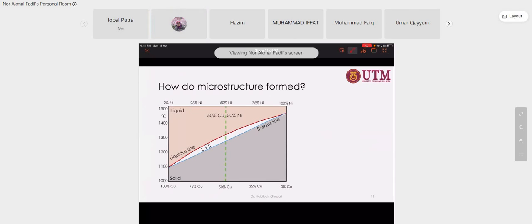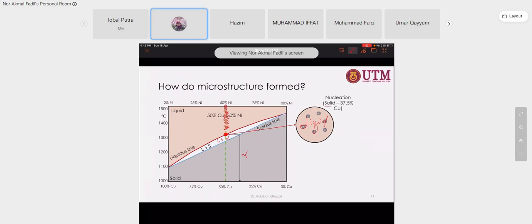How does the microstructure form? You can see the transformation. This is a liquid. If it's reduced in temperature, you will have one single phase, which is liquid. But when it's approaching this point, what point is this? It is the point where nucleation begins. Let's say this is the alpha phase, this is liquid plus alpha. So nucleation of alpha will begin at this point. It contains 37.5% copper, the solid at this point.